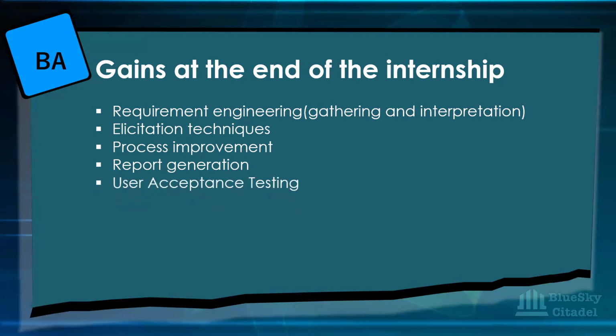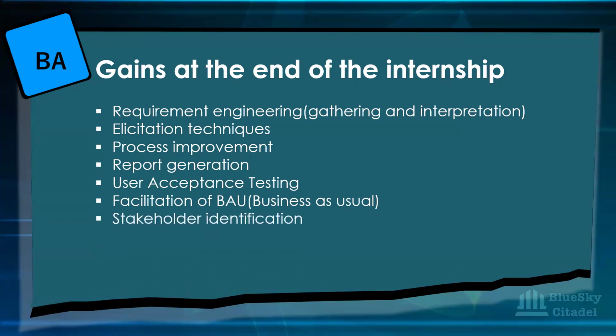Also, user acceptance testing. So you gain exposure to user acceptance testing, UAT processes for validating solutions and ensuring their successful implementation. Facilitation as well. You get experience facilitating different processes, ensuring seamless operations during the project. So it's a key skill for business analysts, and you'll be able to get this at the end of the internship. Then another skill you will get is stakeholder identification, stakeholder management, stakeholder engagement across different levels.